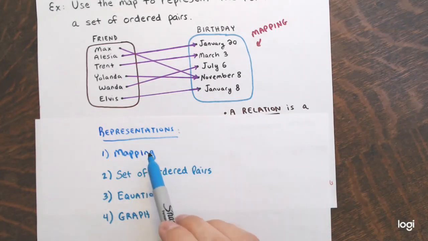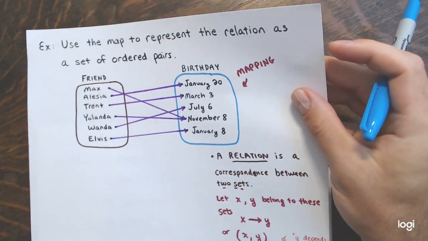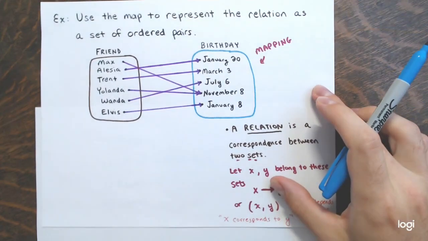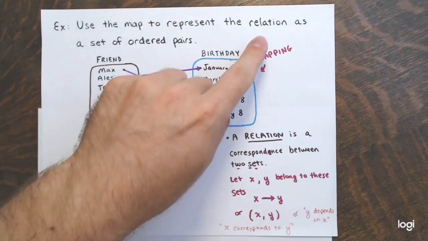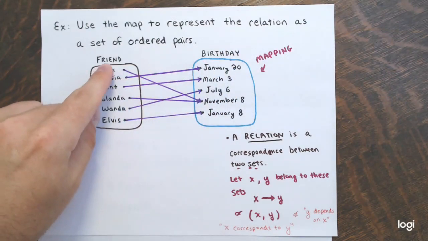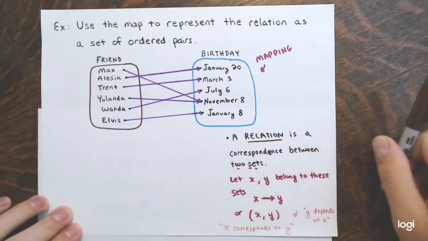So the ones we're focusing on today are just a mapping and a set of ordered pairs, and I'll get into the others later, when we have relationships between sets of numbers, writing equations for them, and also producing a graph, a picture. So finally, back to this example. I'm going to use the map to represent this relation, from the set of friends to the set of birthdays, as a set of ordered pairs. Okay, so here we go.